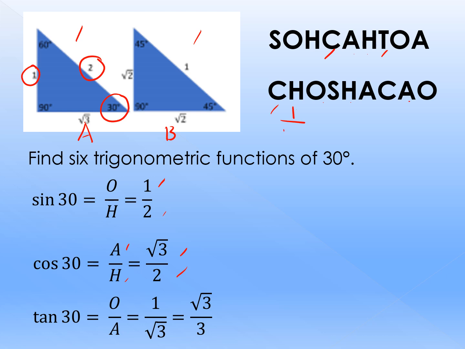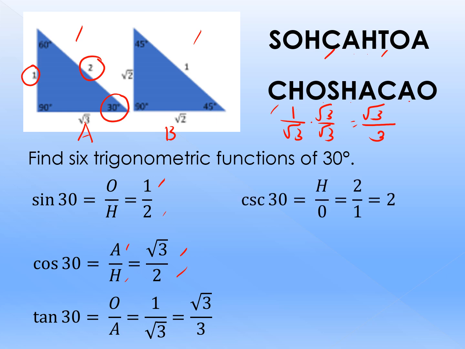So, 1 over square root of 3, we're going to multiply that by square root of 3, both numerator and denominator, so that we rationalize the given fraction. From that, we have 1 times square root of 3 is square root of 3, and square root of 3 times square root of 3 is equal to 3. That's the reason why tan 30 degrees is equal to square root of 3 over 3.